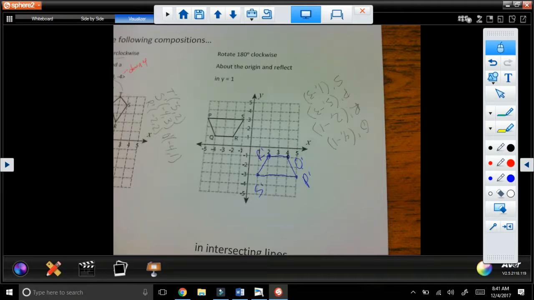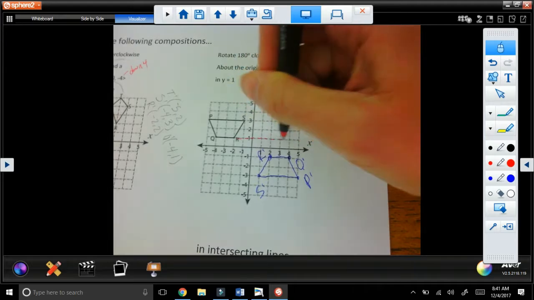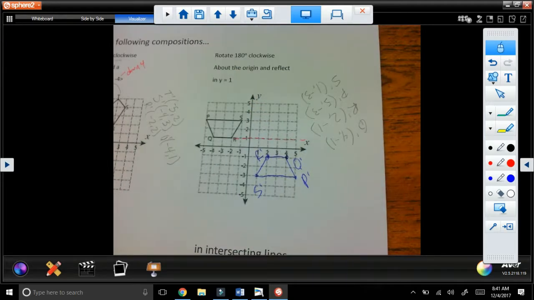Okay, and then the last thing we need to do is we need to reflect this in the line y = 1. So where is that line y = 1? It's the horizontal line through where y = 1. I always like to draw that in. I draw it in as a dotted line. Could make it solid, doesn't really matter. But make sure that you're counting the distance to that line and not just the x-axis.